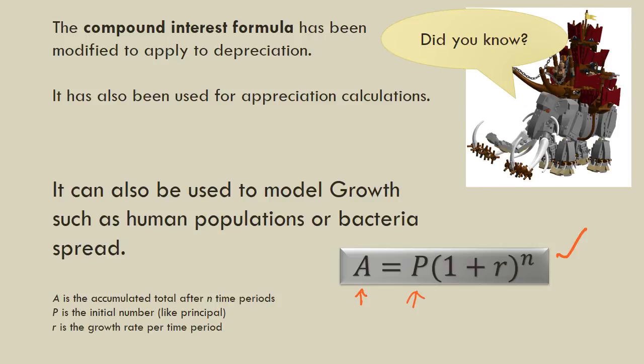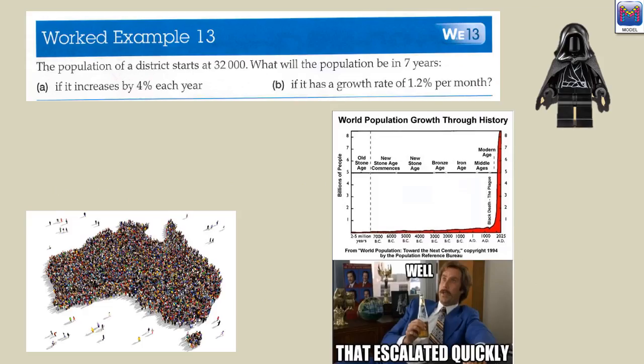P is our initial number, a little bit like what the principal was with compound interest. R's like our interest rate, it's the growth rate. Usually it's expressed as some sort of percentage. Similar to compound interest, it's the growth rate in a time period. So if we're looking at population growth over a period of years, it would be the percentage increase each year or per annum. And N again represents our time periods. So if we're looking at growth over 7 years, each year for 7 years, then N is the number of years.